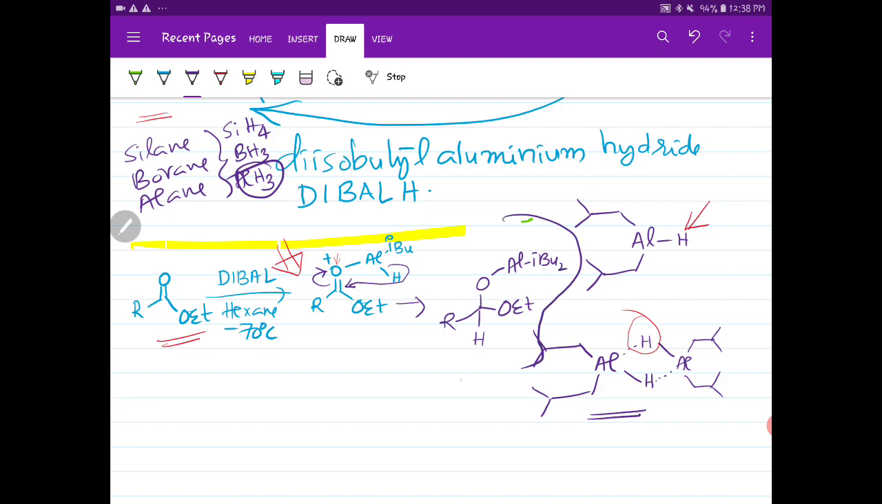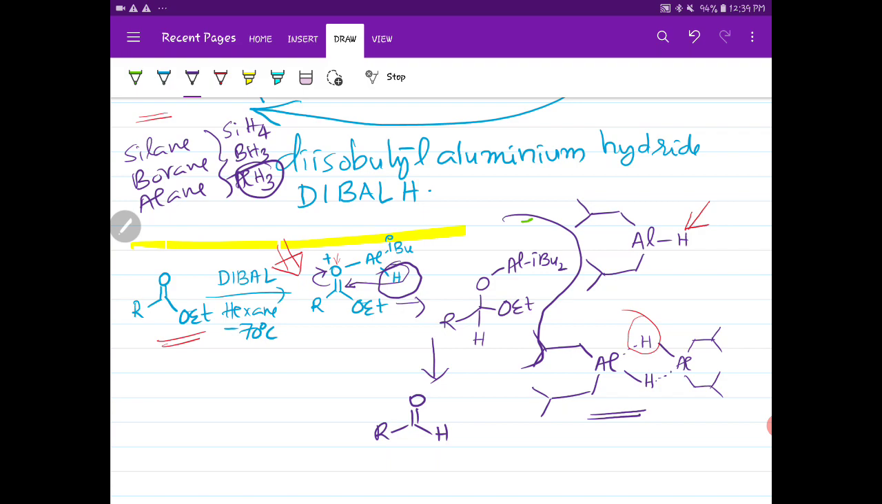And this tetrahedral complex will be broken when you work up with some aqueous solution. Only in aqueous workup it collapses to aldehyde, so you get an aldehyde like this. So here, what drives the reaction, the scope of the reaction, if you ask, it is the only hydride which is available with diisobutyl aluminium hydride, that is DIBAL, and once this hydride is transferred, the reaction stops.